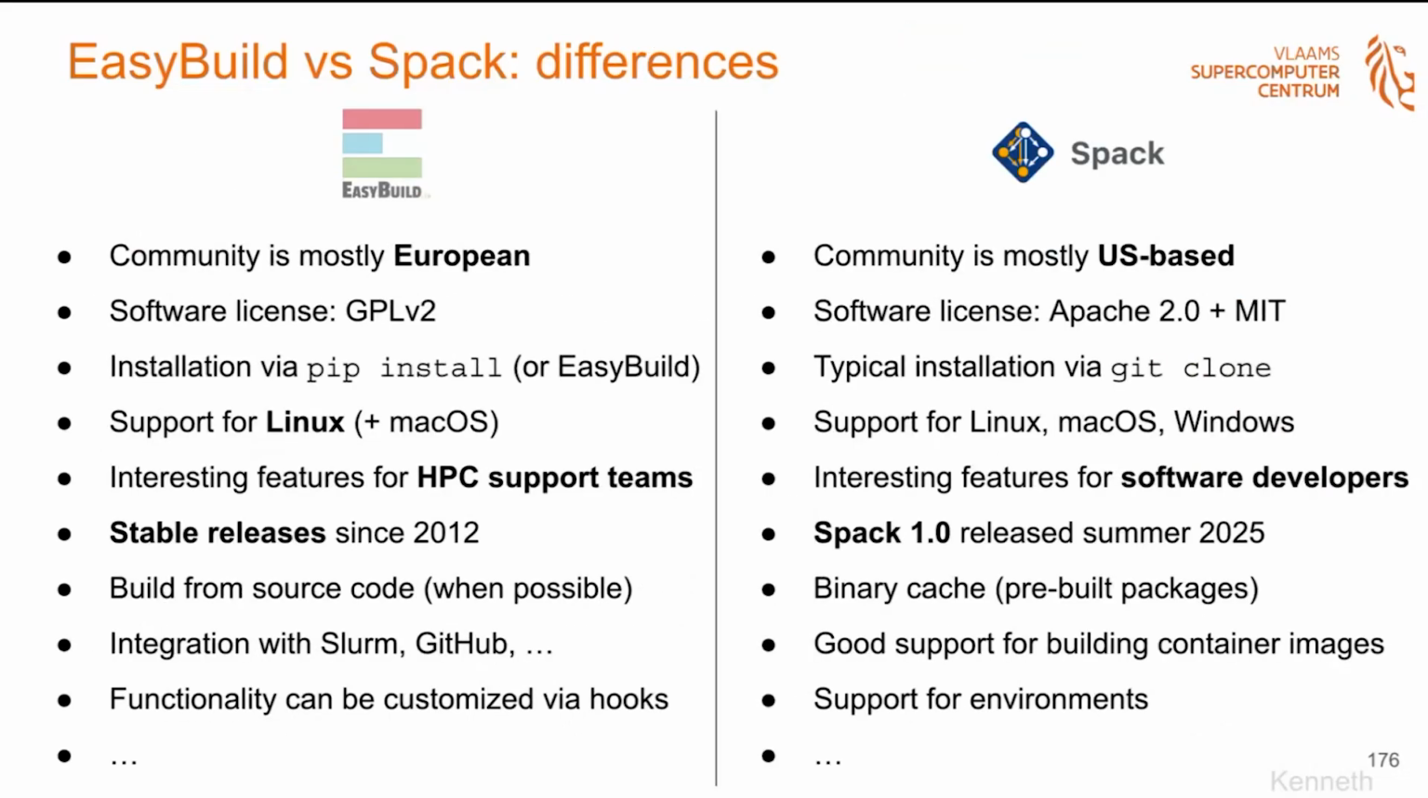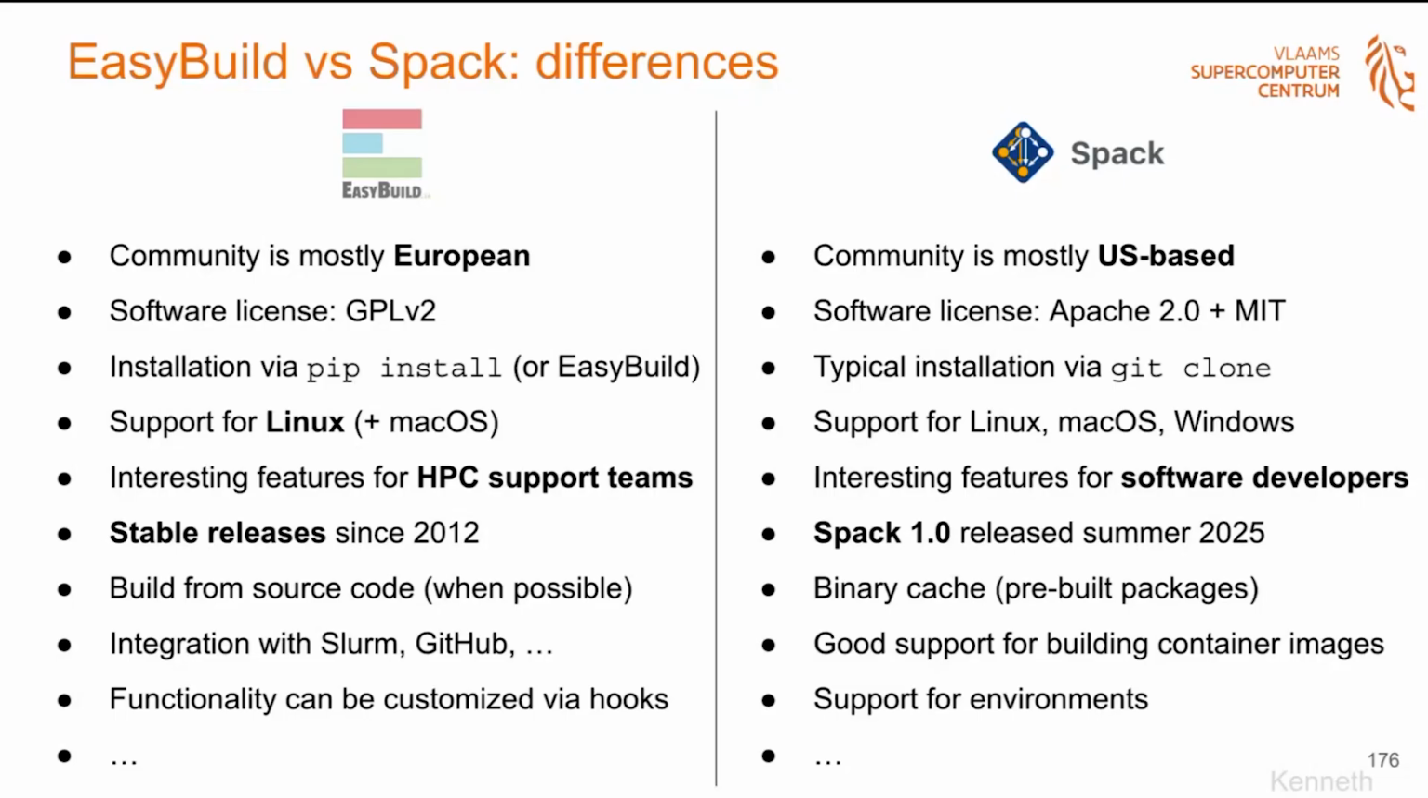There's also a lot of differences. So EasyBuild is definitely mostly European. It was created in Belgium. It's used by a lot of European HPC sites, also in Canada a bit, and some US sites, but it's definitely mostly European. Spack, on the other side, is mostly US-based. Maybe that's also why Spack was created, even though EasyBuild was already there for a while. They wanted to do things differently or in a different context, so they sort of evolved separately.